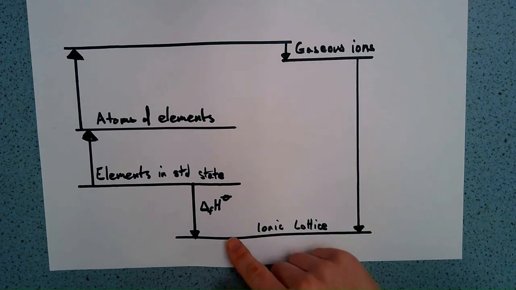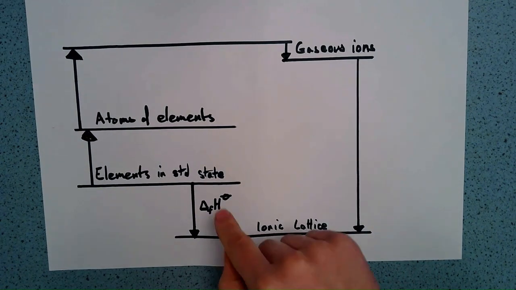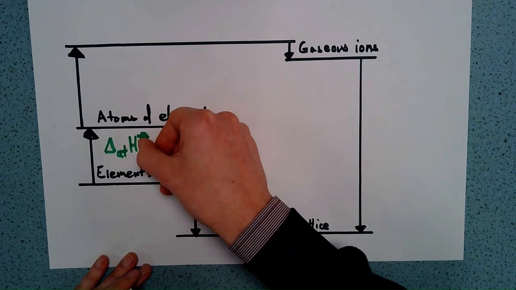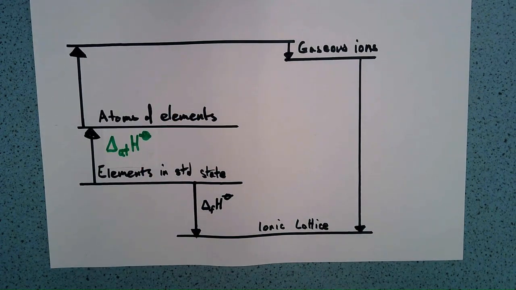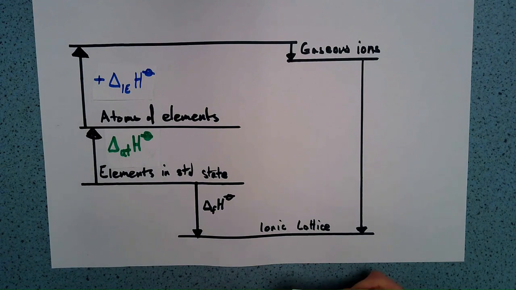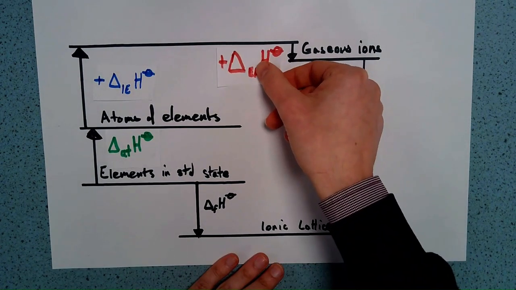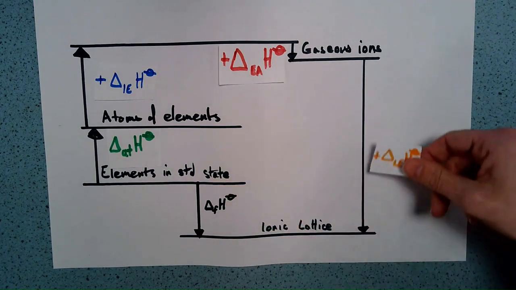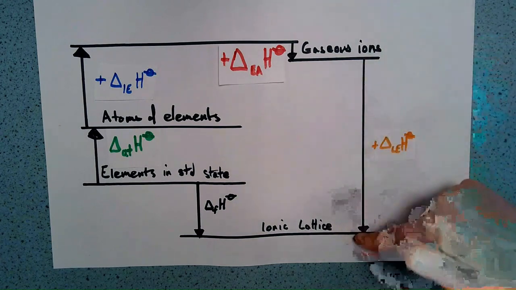So our enthalpy change of formation makes a mole of our ionic lattice from elements in the standard state. To get the elements in the standard state to the atoms of the elements, we need to atomize them. In order to change the atoms of elements into gaseous ions, we need to use the ionization energy to make positive ions, and then the electron affinity is going to be needed as well to make the negative ions. And that should give us a value of lattice energy as this difference here.